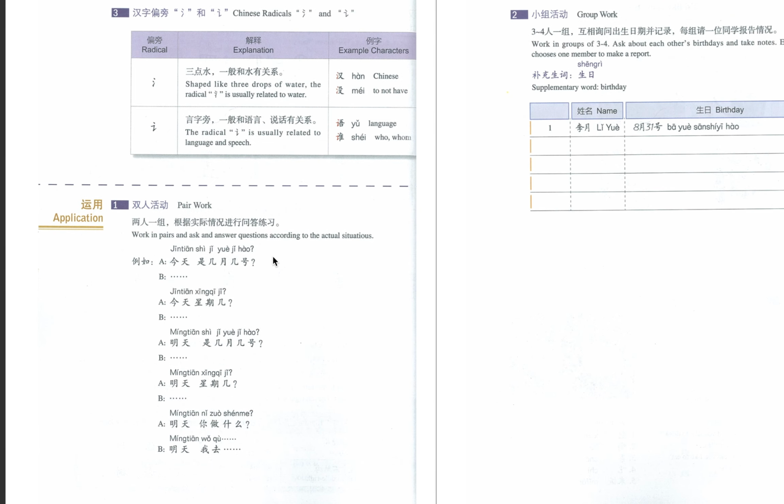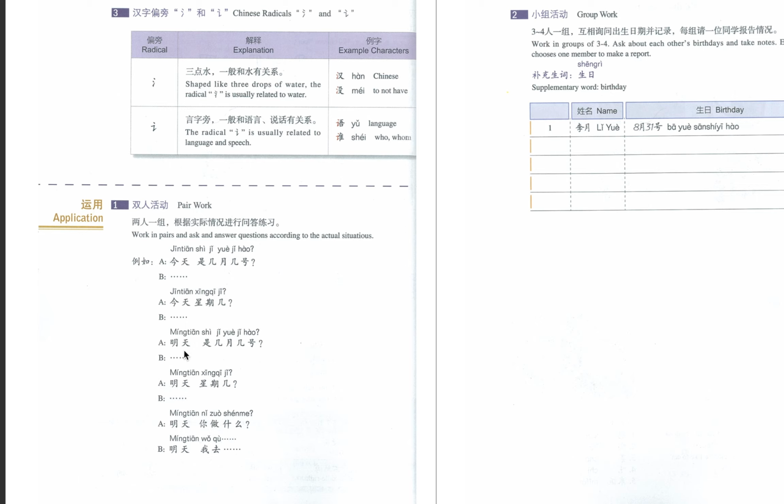Okay, pair work. 今天是几月几号? Literally, today is which month, which date? 今天星期几? Literally, today, which day of the week? So what day is today?